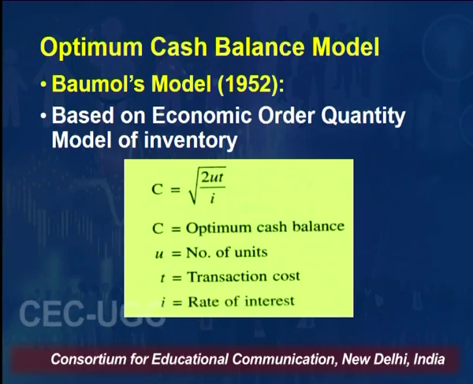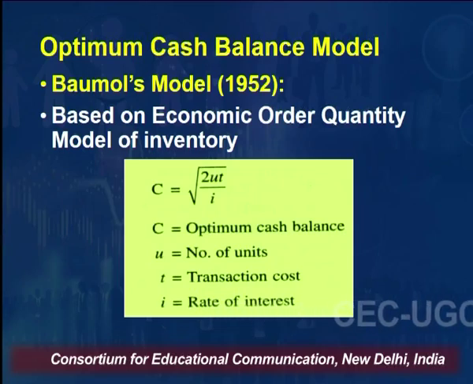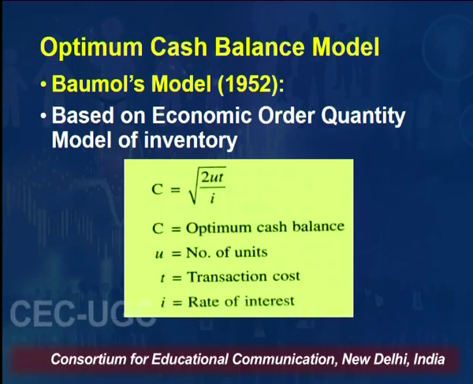So there is a formula which was given by Baumol, that is square root of 2UT divided by I. Here U is the number of units that we need to purchase, T is the transaction cost, and this amount has to be divided by I, that is the rate of interest, and then we take the square root of this. The value that we receive is the optimum cash balance that we need to maintain at one point of time.